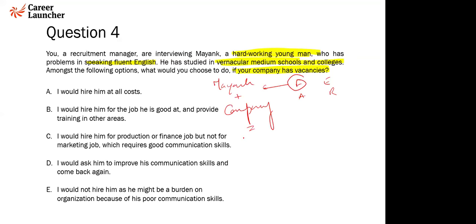So here, if I look at the question or the data set, this is not giving me any criteria. Though it is telling me that Mayank has a problem in speaking fluent English, no criteria is given. So I'll create the criteria out of this as: be fair, be ethical, address the issue, and be rational and not extreme. Now let's look at the choices.